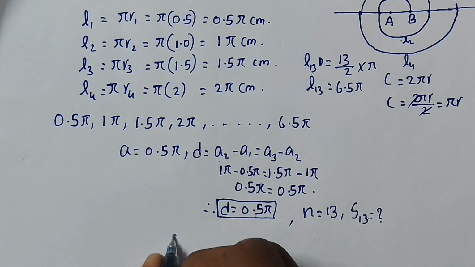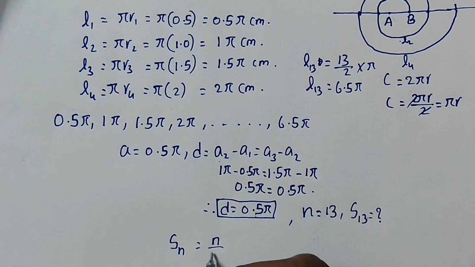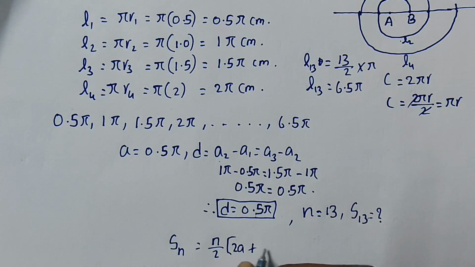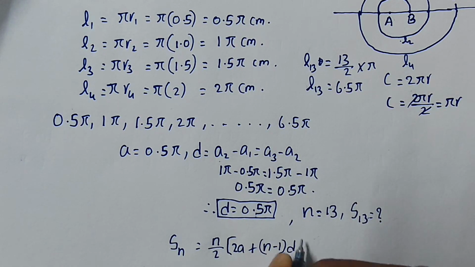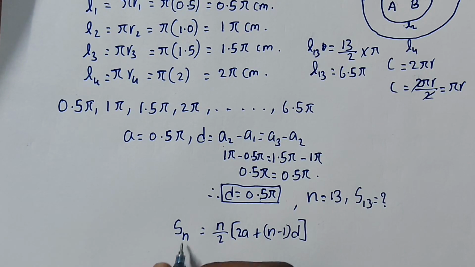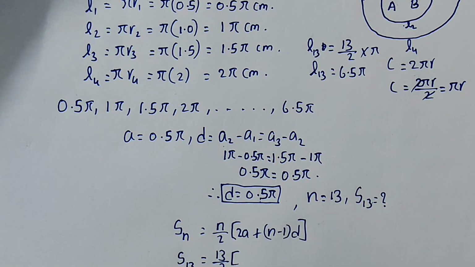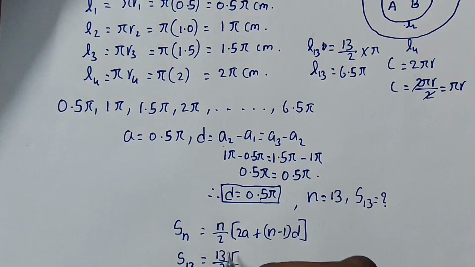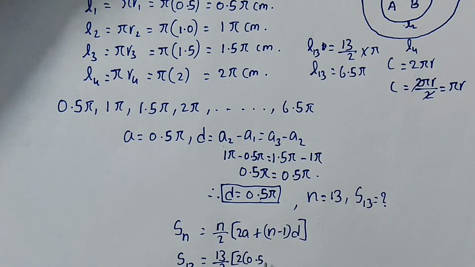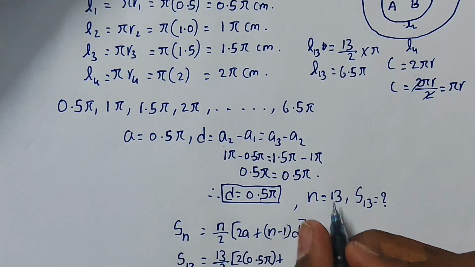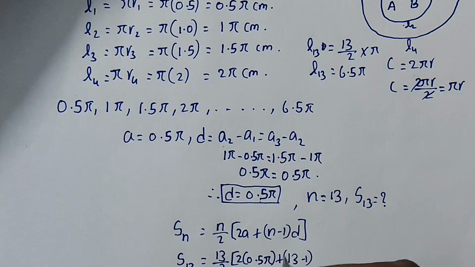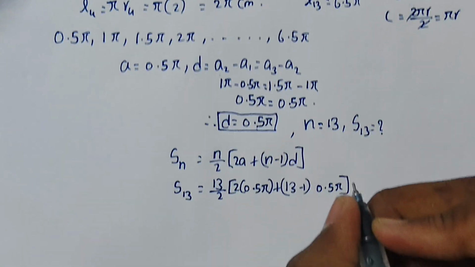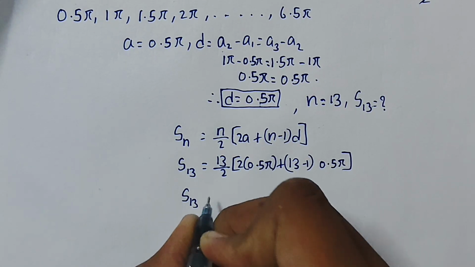Understand? So we know the formula for S base n, that is n by 2 into 2a plus n minus 1 into d. Here S base n means S base 13, so the value of n will become automatically 13. So 13 by 2 into 2 of 0.5 pi plus 13 minus 1 into the value of d, which is 0.5 pi. Understand?